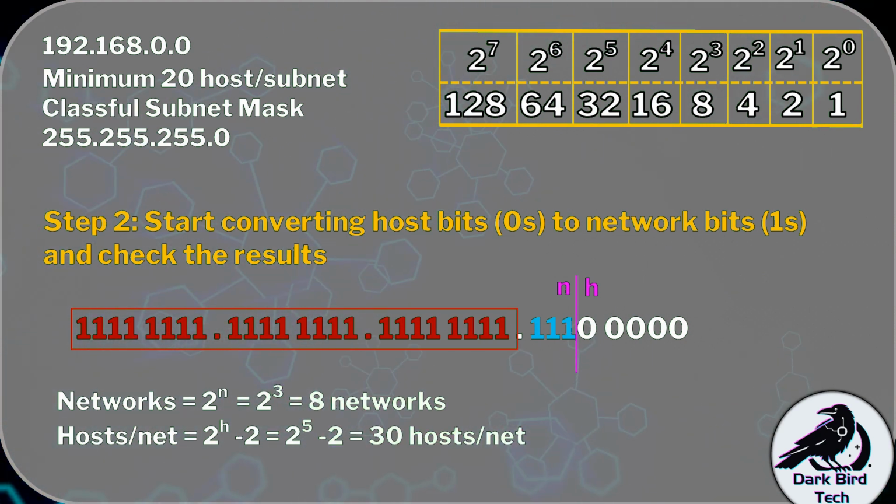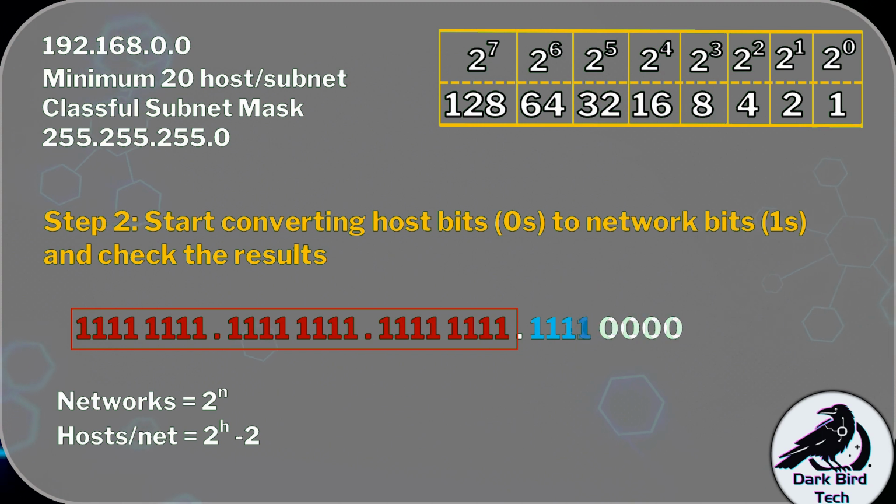2 to the 3 for the number of networks gives me 8 new networks. And 2 to the 5, which is 32, minus 2, because remember that network address and broadcast address that each of these new networks has, is going to give me 30 hosts. Now, I know that this is as close as I'm going to get, but I've got a lot of practice and experience with subnetting, so I can tell the next step is a step too far. However, you might not see that yet, so let's go and see what happens when we go a step further.